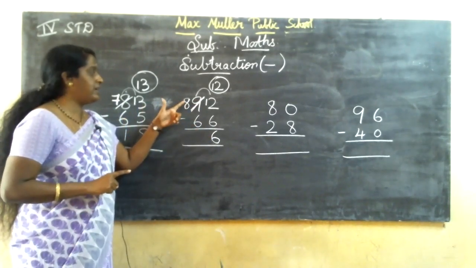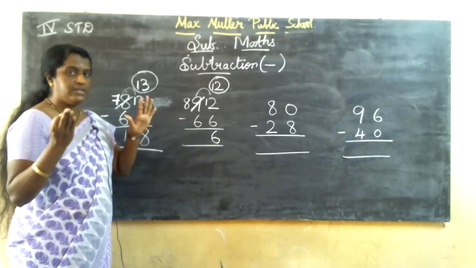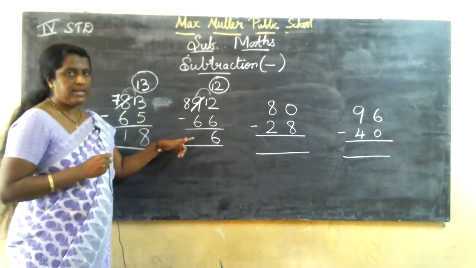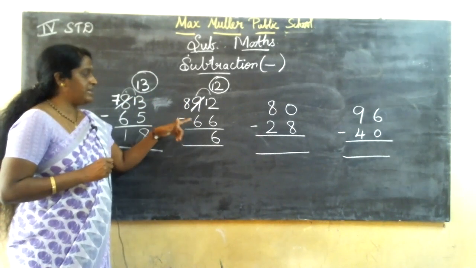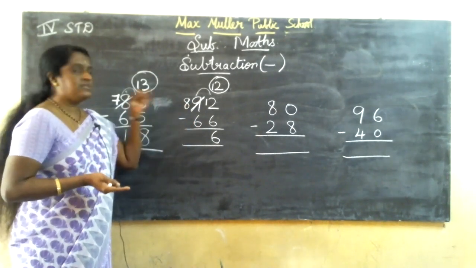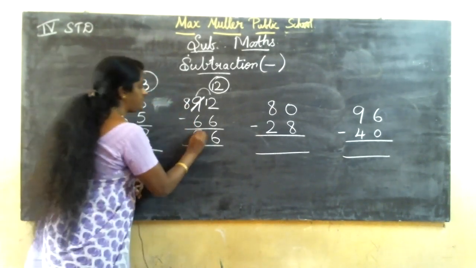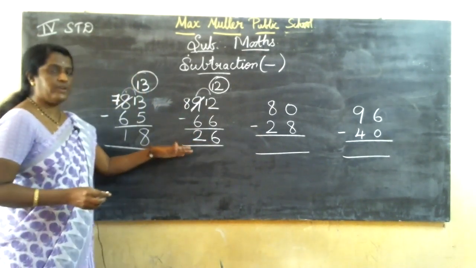Like that only 8 minus 6. You are having 8 fingers, cut 6 fingers. So you will get answer 2. Yes, no? So what I'll say? After 6, 7, 8. So your answer is 26.